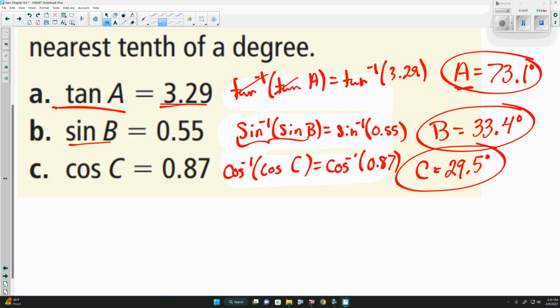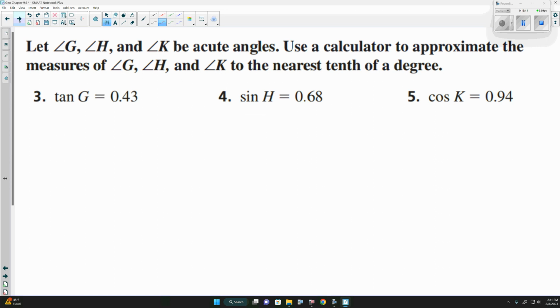Any questions on this here? Questions on this here, finding the angle for these here. Okay.